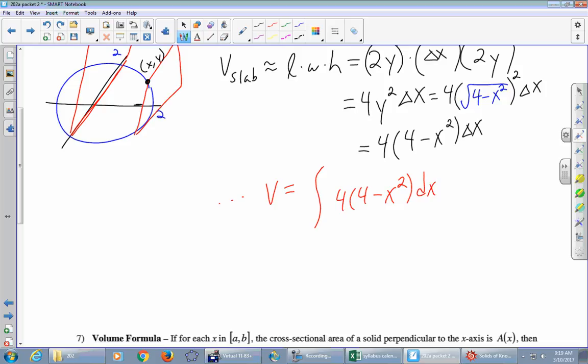And then you just have to think about what x is at the smallest and what x is at the biggest. The smallest x in this picture is way out here at the left. How much is x? -2, and the biggest x is at the right, 2. Those are your limits, -2 to 2.